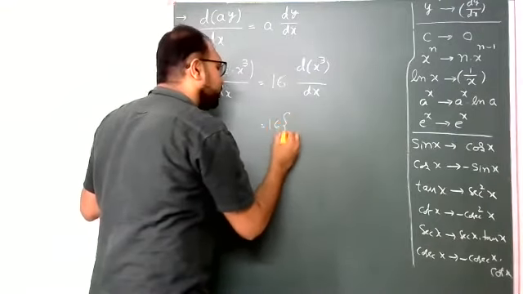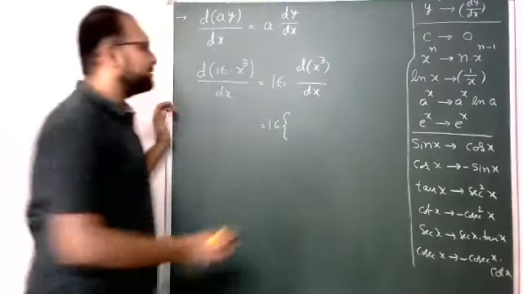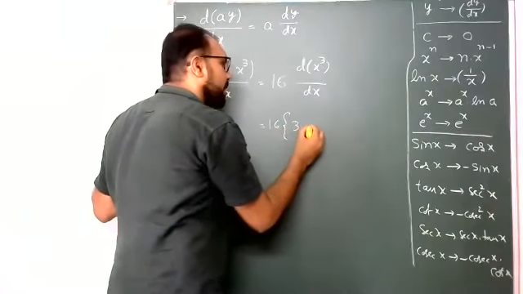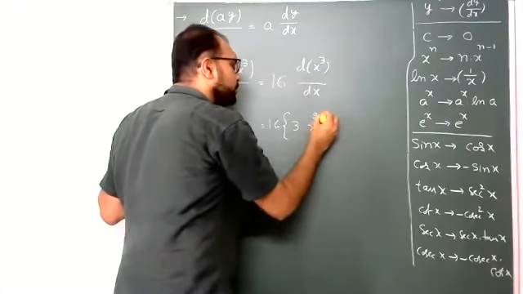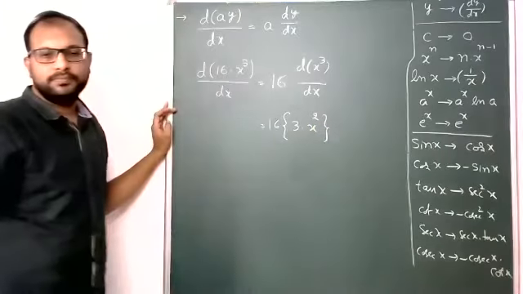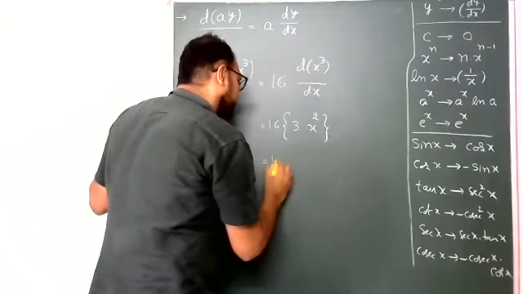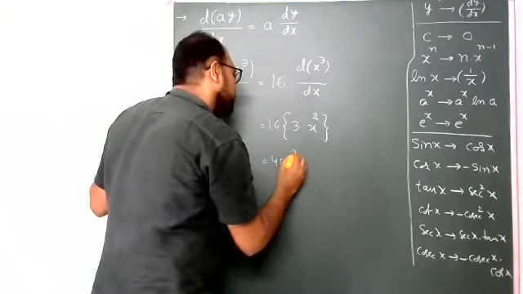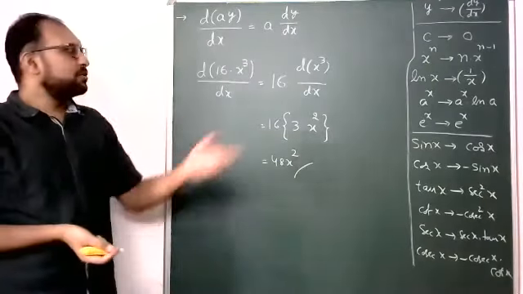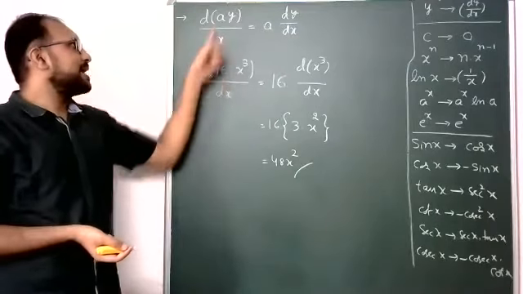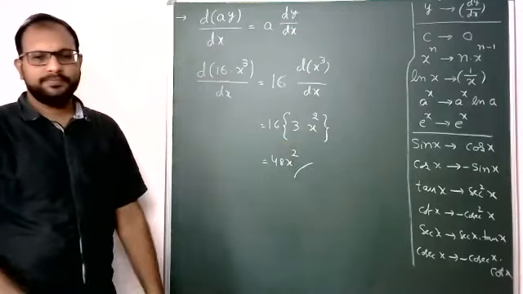Yes, use now that principle. 16 stays, 16 doesn't change. n is 3 here. So that's why 3 into x to the power of 3 minus 1, that is 2. Now all students know, 16 times 3, 48 x square is our final answer. So this is one example to understand this. Like that, you can use any equation.